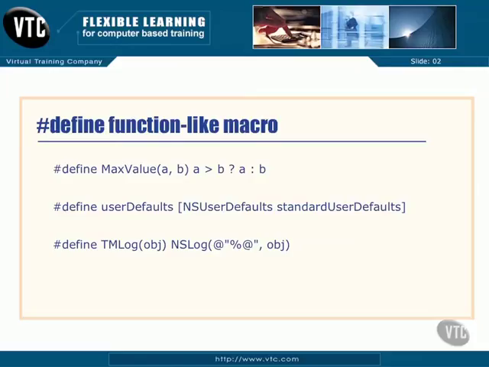The second example comes in very handy. Here we create a macro that instantiates an NSUserDefaults object and stores it in the userDefaults macro. Now, anytime we want to use the userDefaults database, we can send messages to userDefaults.